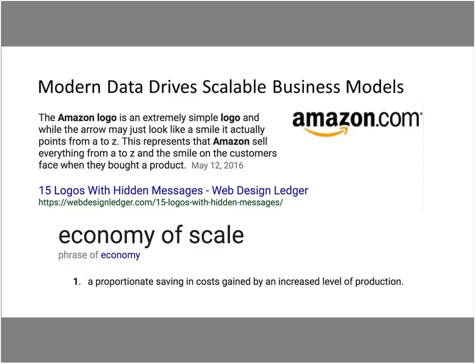And I did some research here. I didn't know this, but you can see that the arrow underneath Amazon points from A to Z, so the message is that they sell everything from A to Z and they keep their customers smiling. That's pretty clever, I have to say. And Amazon is an absolute force to be reckoned with. Think about how much data they have to deal with. Think about how much data they process every single day.